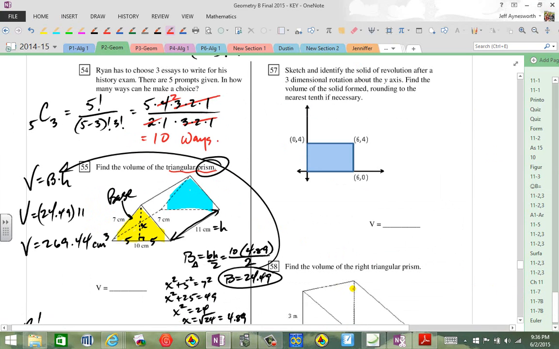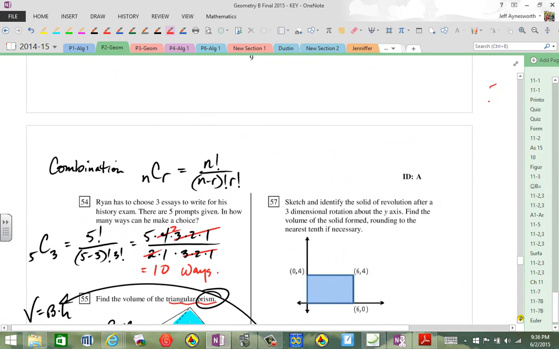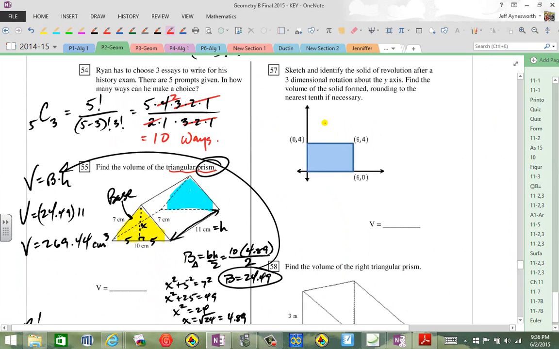So what's going on here? So, okay, come on, computer. Here we go.